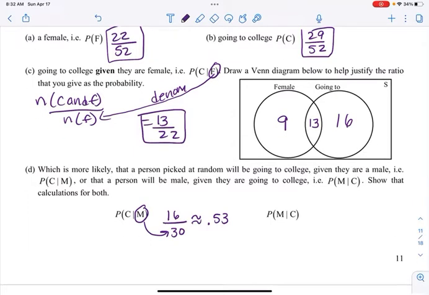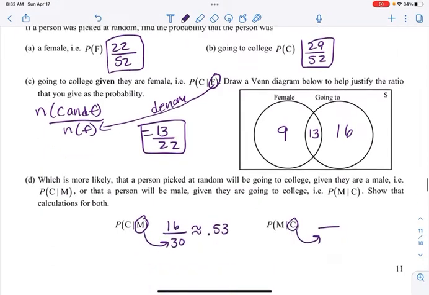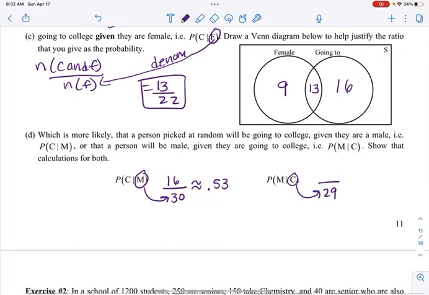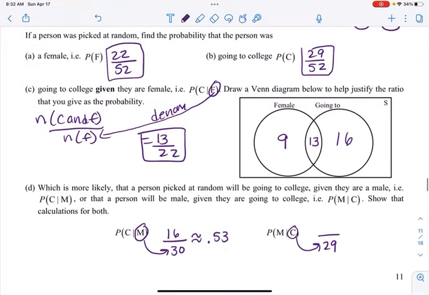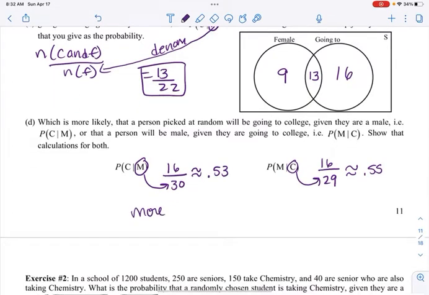Okay, and now how about the probability that a person will be male given they are going to college? So C, that's going to be my denominator. So the number of people going to college is 29. I just looked up at the table, and the numerator is male and college, which is 16. And 16 over 29 is about 0.55. So it's more likely they are male given they are going to college.